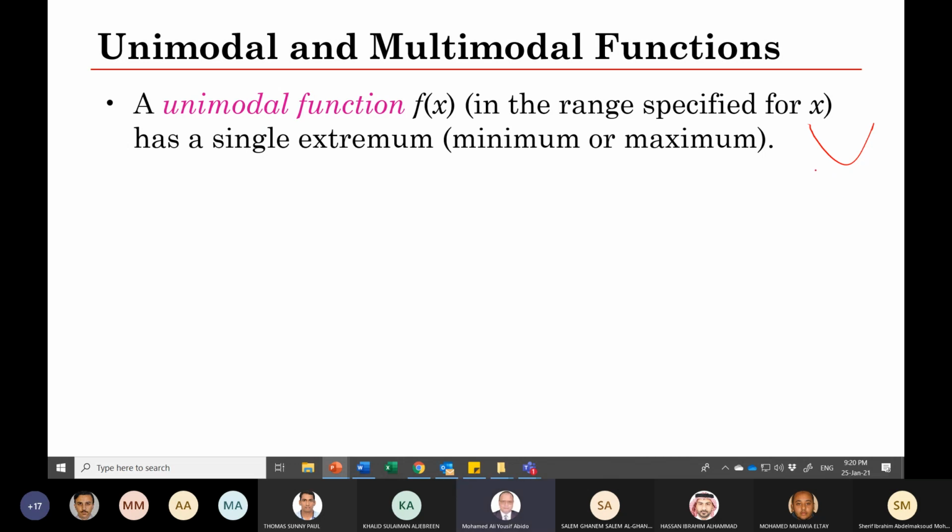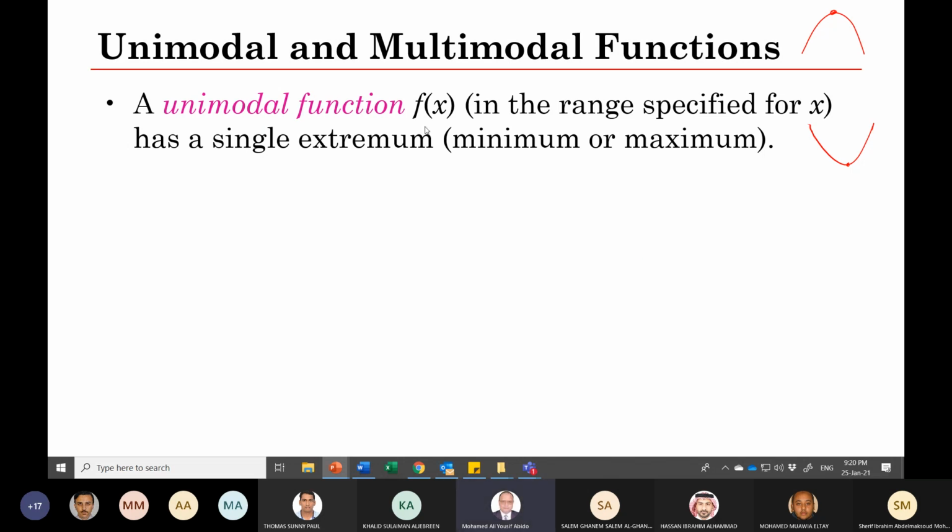This function is unimodal. You have only one optimal solution here if you need to minimize. For this example, which is unimodal, you have only one point, the extremum point, and this extremum point is a minimum or maximum point.